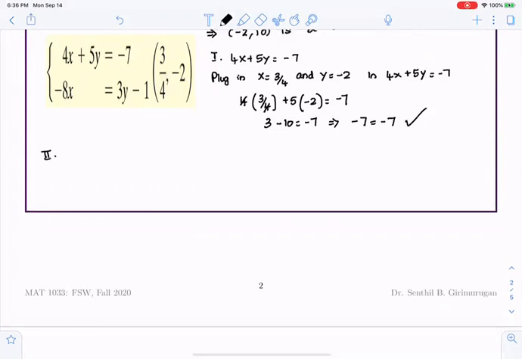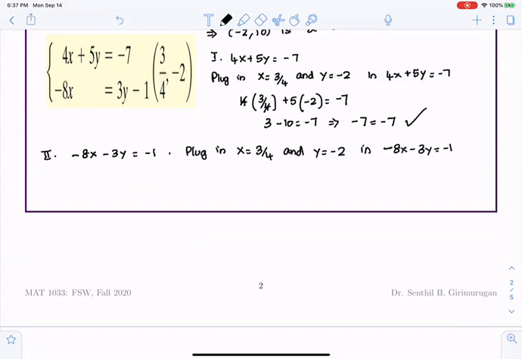The second equation has -8x equals 3y minus 1. It's not in the standard form, so let me just bring the y term to the other side and leave the -1 on the right-hand side. So -8x minus 3y would equal -1. 3y moves to the other side, it becomes -3y. And plug in x is equal to 3/4 and y equals -2 in -8x minus 3y equals -1. Keep in mind that equation and that equation are one and the same. We just rewrote it.